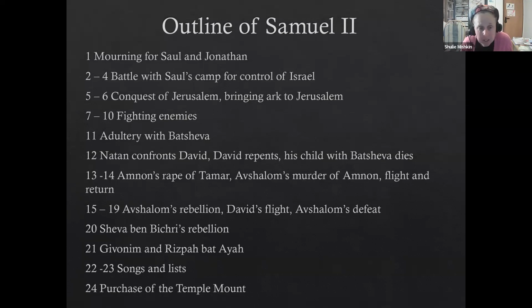Chapter 11 is David's terrible sin, right? He sees this beautiful woman, Bathsheba. He brings her to his house. He sleeps with her. She's a married woman. She becomes pregnant. He's in a very bad situation, and he essentially arranges for the murder of her husband, who's one of his soldiers. And it's a terrible, terrible story.